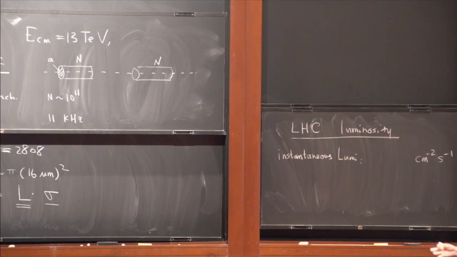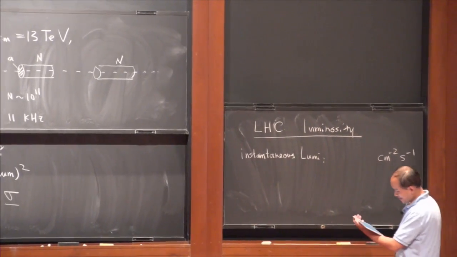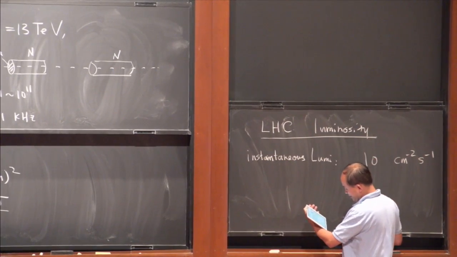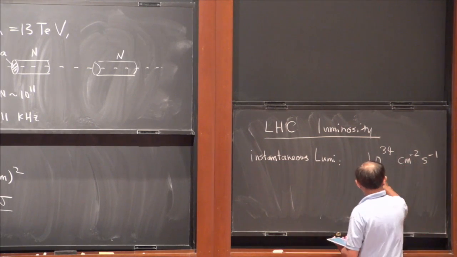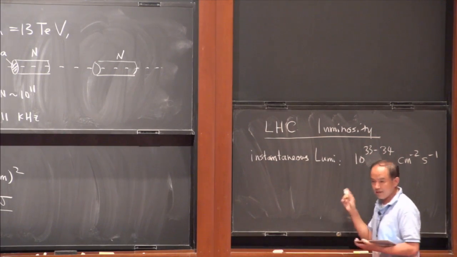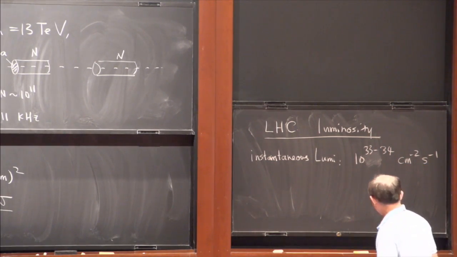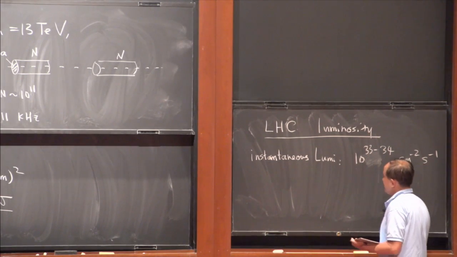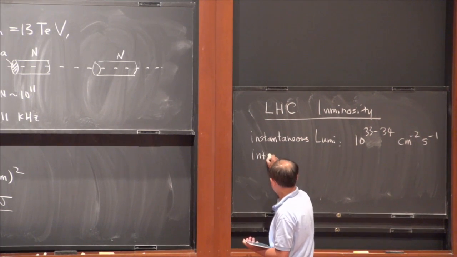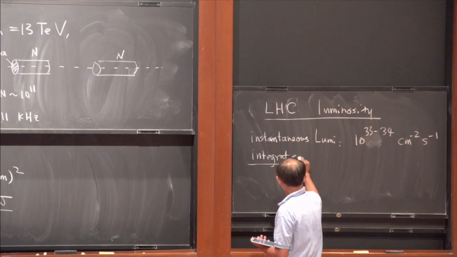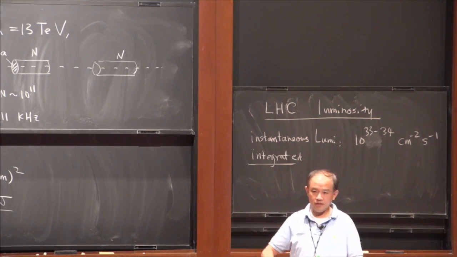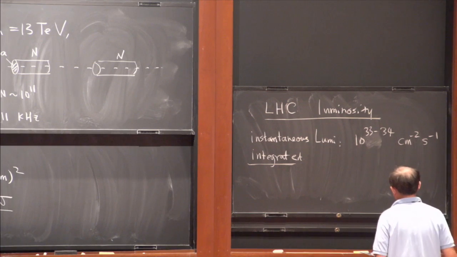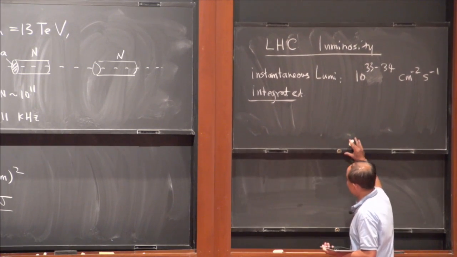As a particle physicist you hate this kind of unit because now you have to talk in your GeV units. But anyway, that's the number usually quoted, about 10 to the 33 to 34. Now you can also talk about the integrated luminosity. This is usually quoted as how much luminosity in total has been delivered over a period of time, and that is sometimes quoted in a more useful unit.